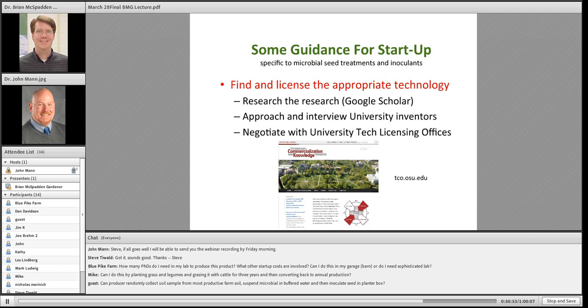Okay. The next question is from Mike, and he asks, "Can I do this by planting grass, legumes, and grazing on it with cattle for 3 years, and then converting back to annual production?" So it sounds maybe like a crop rotation question. Right. So, what Mike I think is getting at is, can I reduce my soil-borne disease pressure by going to a long rotation?